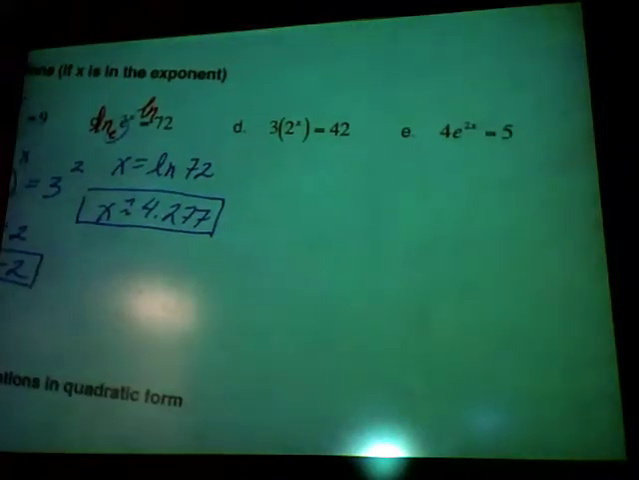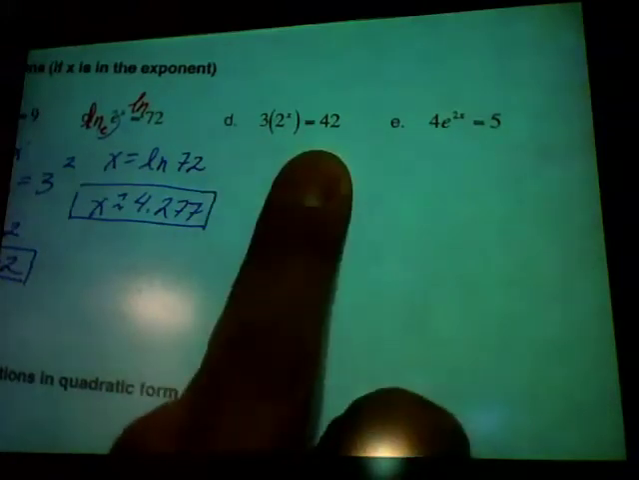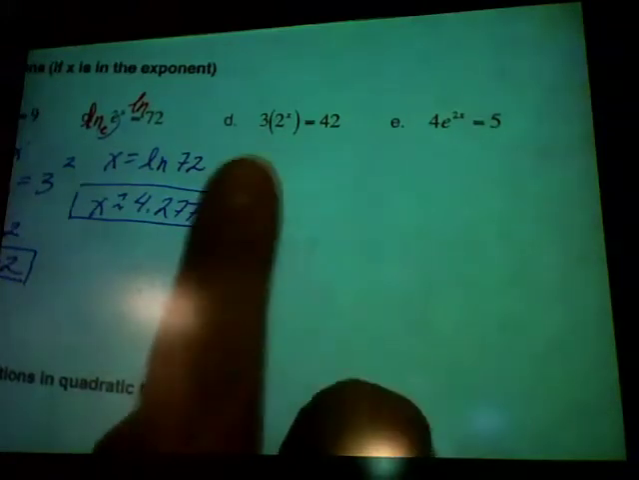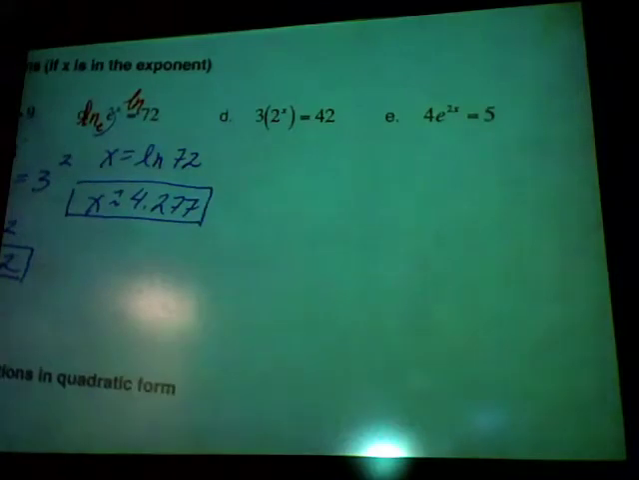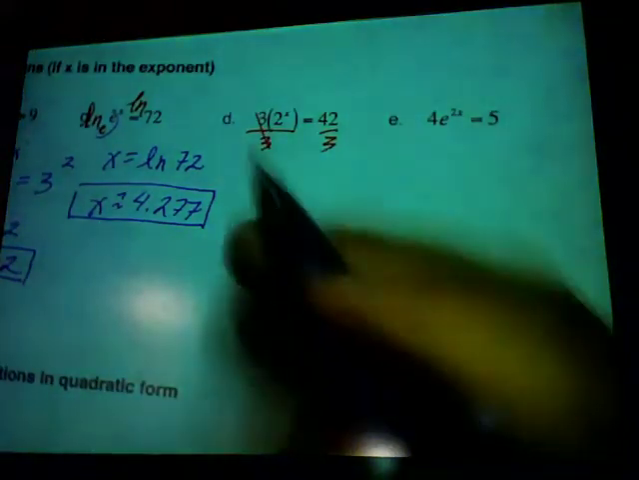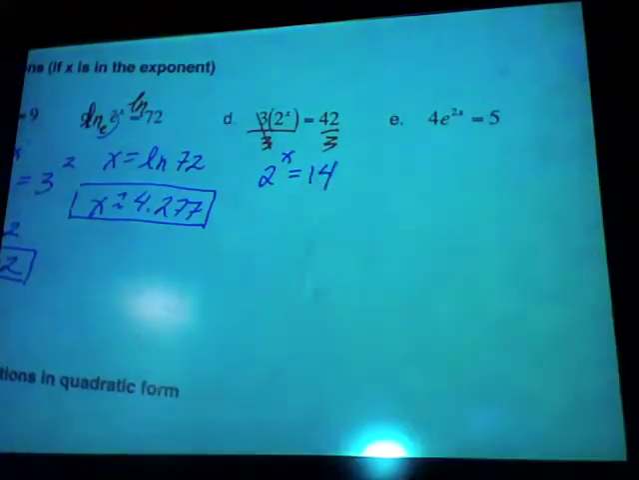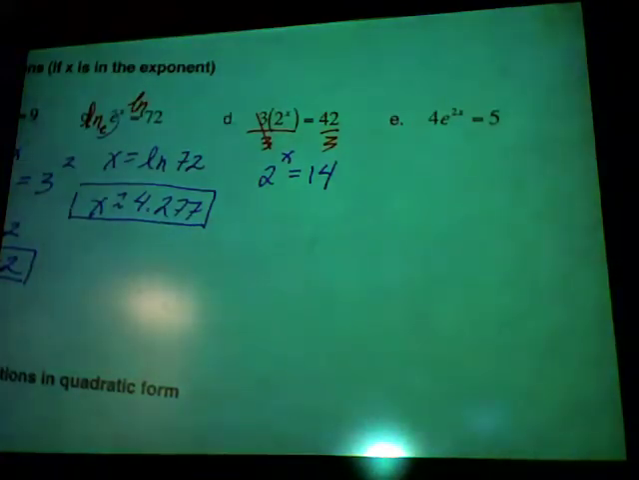Okay, so look at this one. What's different about this equation? There's a 3 outside, isn't there? If I were you, I would take care of that 3 first, because otherwise it's going to make it a real pain. So divide both sides by 3. You get 2 to the x is equal to 14, right? Can I change 14 to a base of 2 like we did in letter A? No. Is e involved? No. But I can still take the log of both sides.